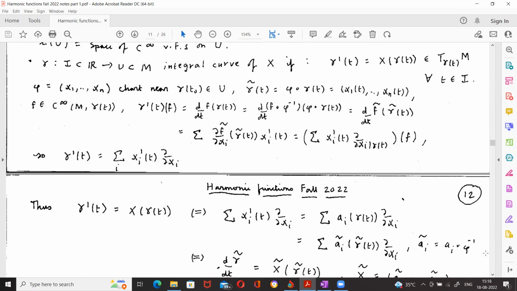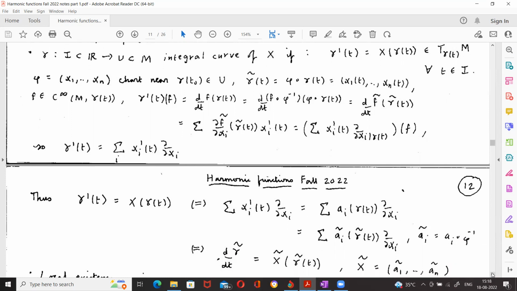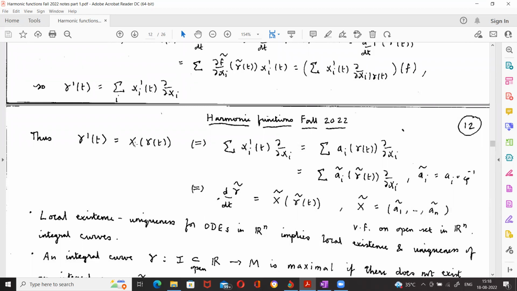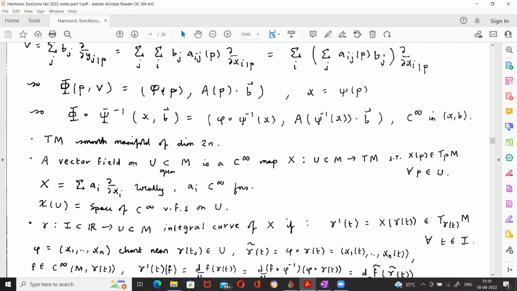Now, what does my differential equation, my ODE, become then? This gamma prime t equal to x of gamma t. This means therefore that the summation of xi prime t del xi is equal to the summation of ai of gamma t del xi. So I'm writing x as the summation of ai del xi, where the ai's are smooth functions on the chart U. Okay. So x of gamma t will be the summation of ai of gamma t del xi.